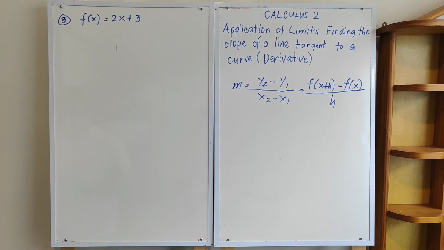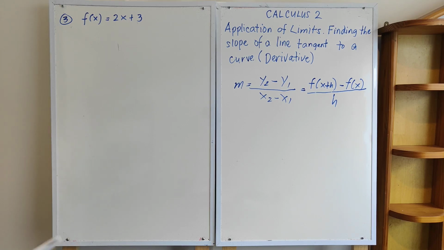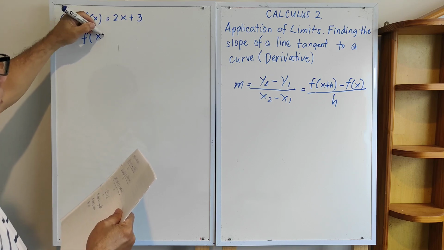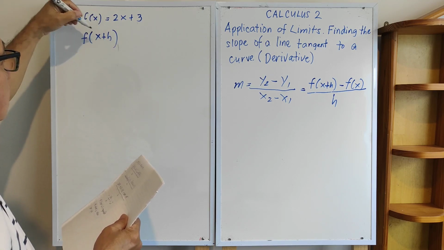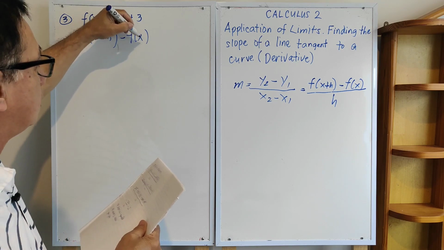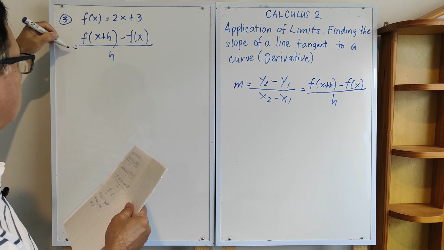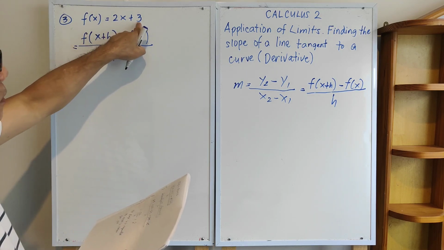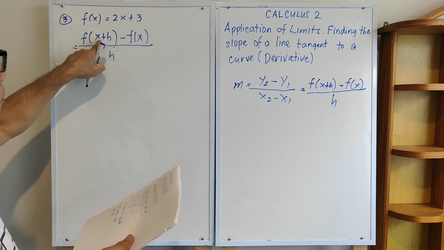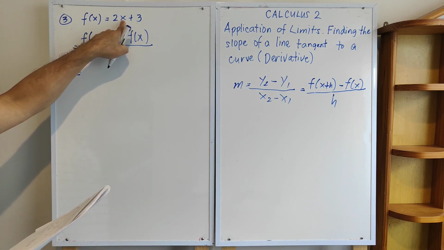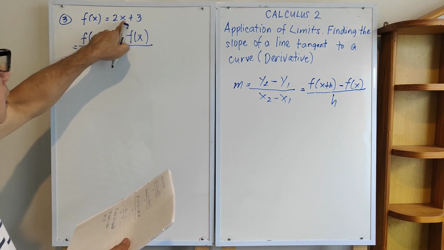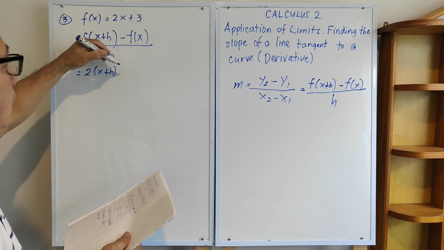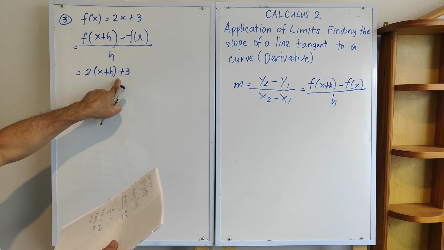Example 3. The function of x is equal to 2x plus 3. So let me write the equation first. So to get the general slope, f of x plus h minus the function of x over h. So this is your function. So we will put x plus h inside x. So you copy this one, except that for x you will write this one. So 2 times x plus h plus 3. So that's your function of x plus h.